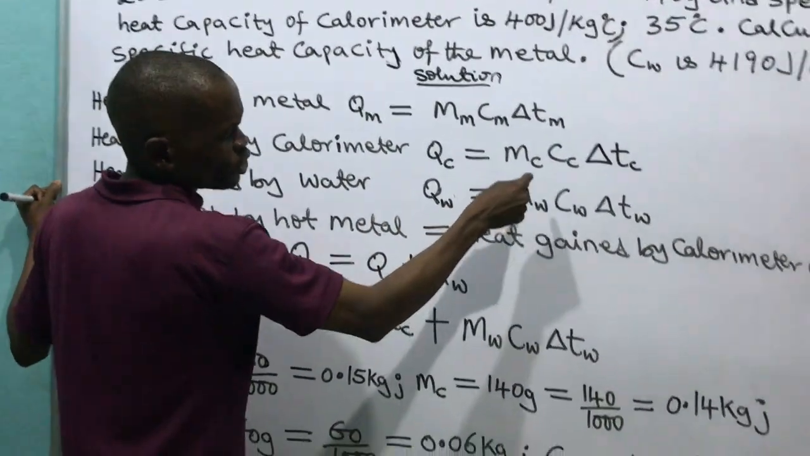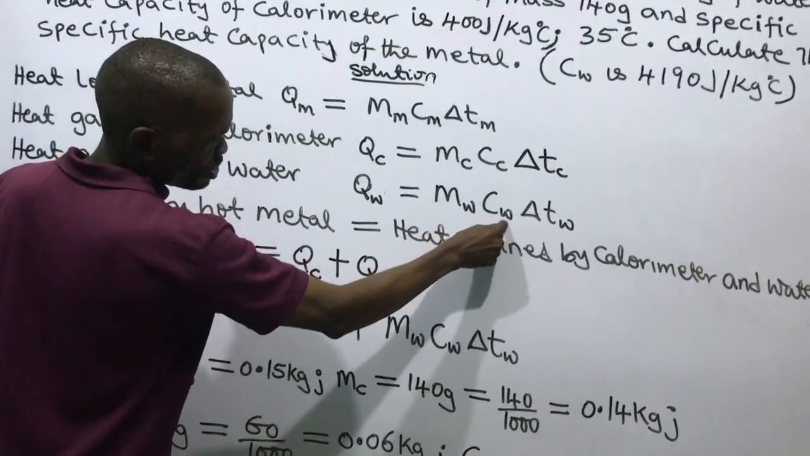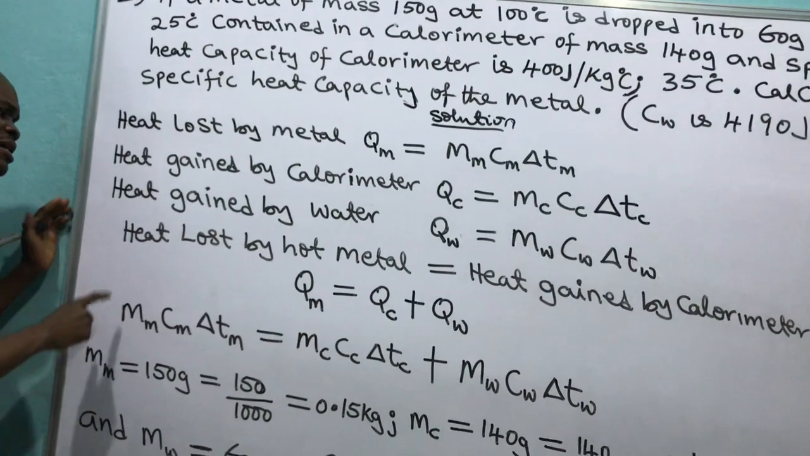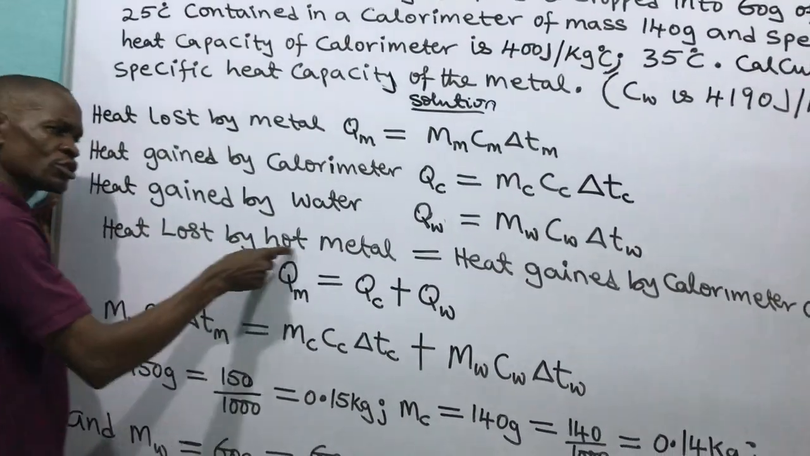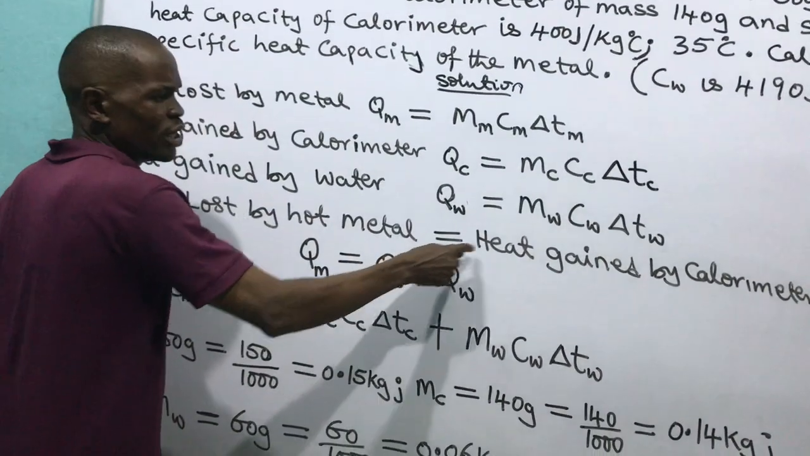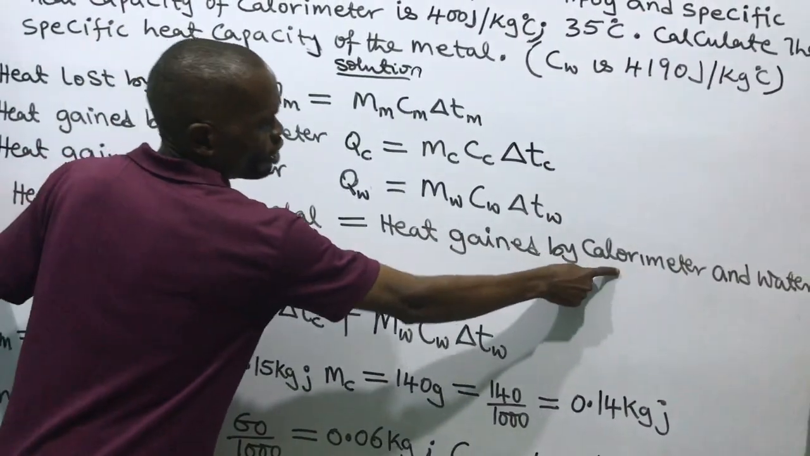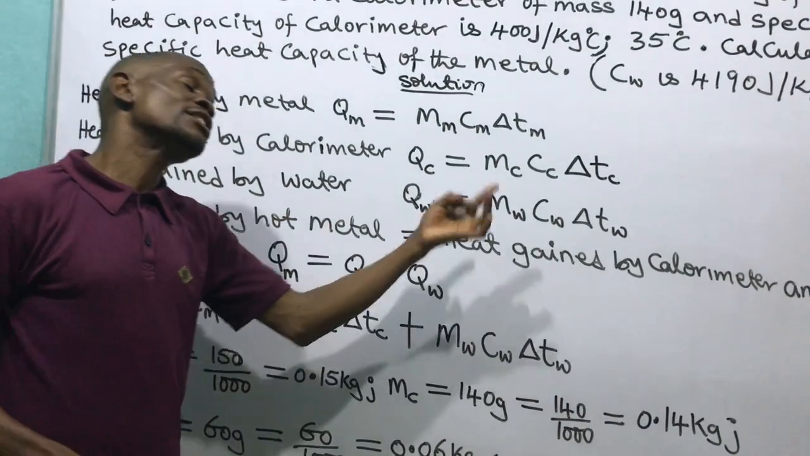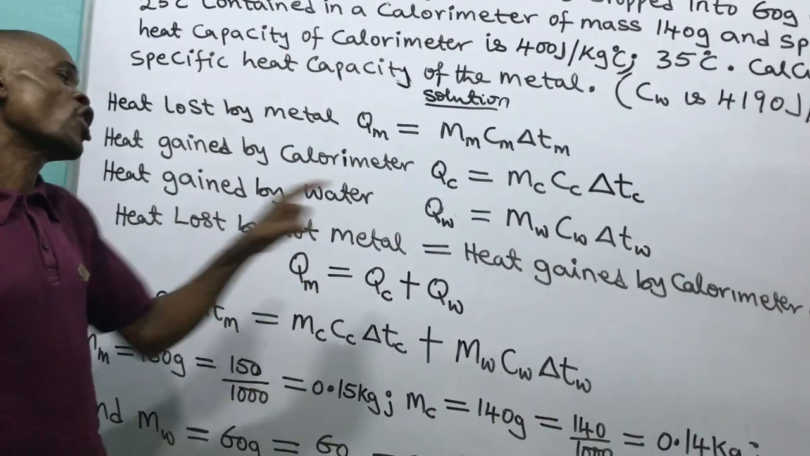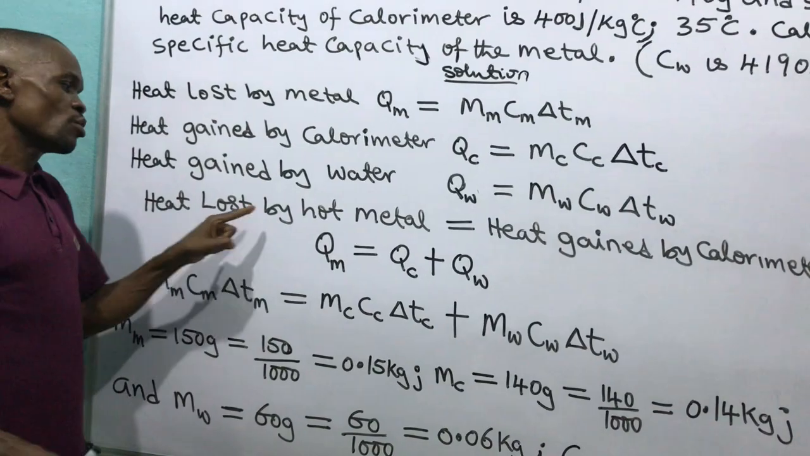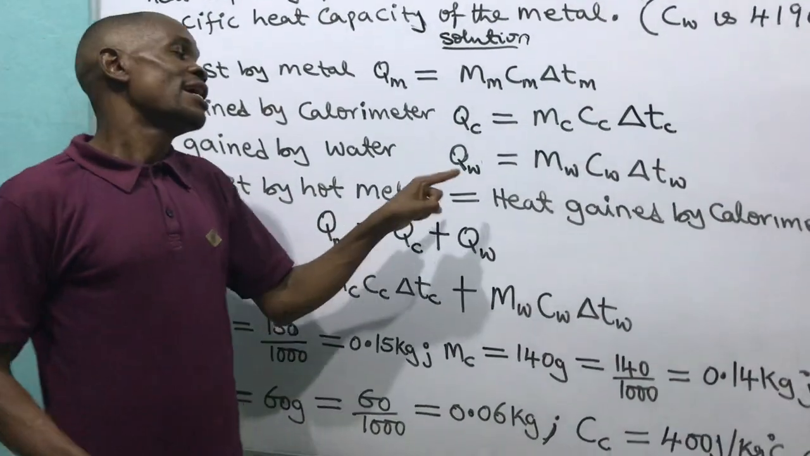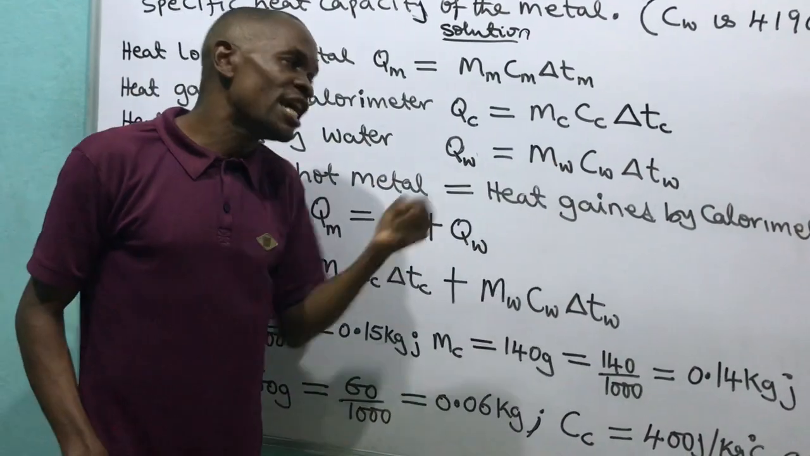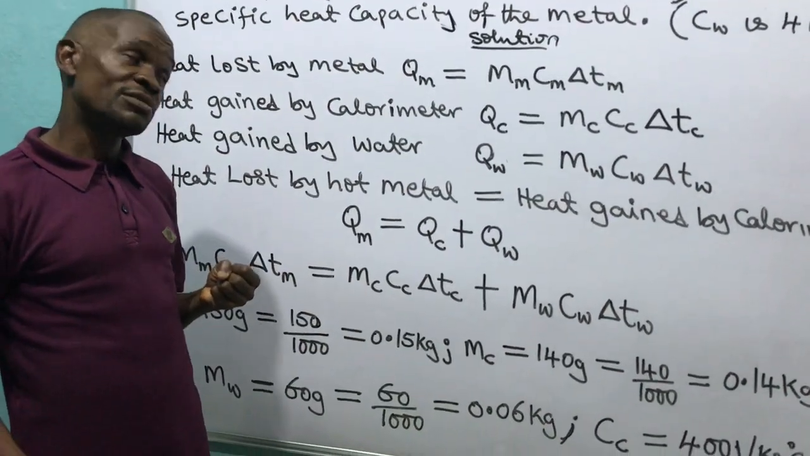QW equals what? Mass of the water, specific heat capacity of the water, change in temperature of water. Now remember that heat lost by hot metal is equal to heat gained by the calorimeter and the water. Who gained? The calorimeter and the water gained the heat which the metal lost. We say heat lost by the hot metal is equal to heat gained by the calorimeter plus the heat gained by water. Are you getting what I'm saying now?